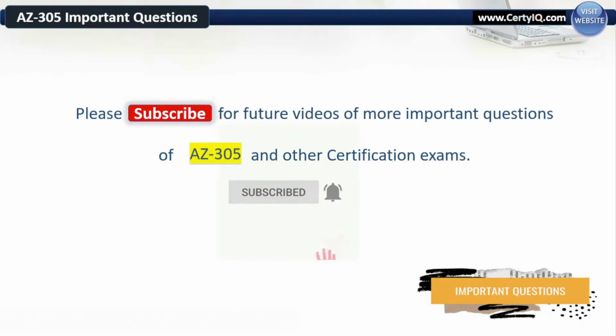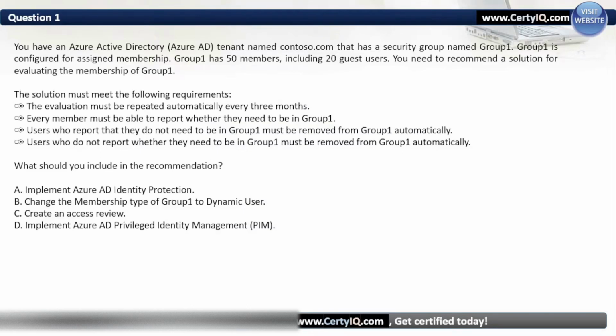To the questions. Question 1. You have an Azure AD tenant named contoso.com that has a security group named Group 1. Group 1 is configured for assigned membership. Group 1 has 50 members, including 20 guest users. You need to recommend a solution for evaluating the membership of Group 1.